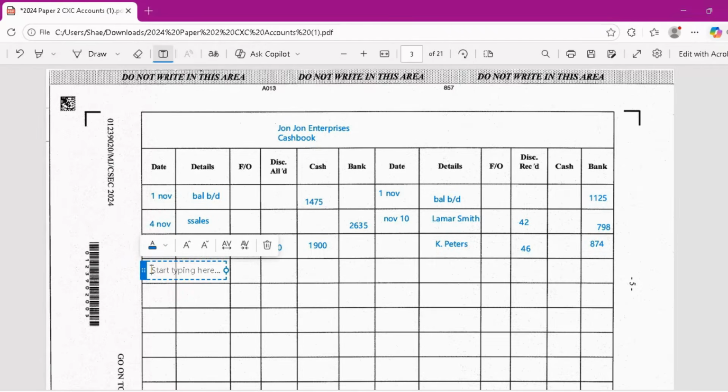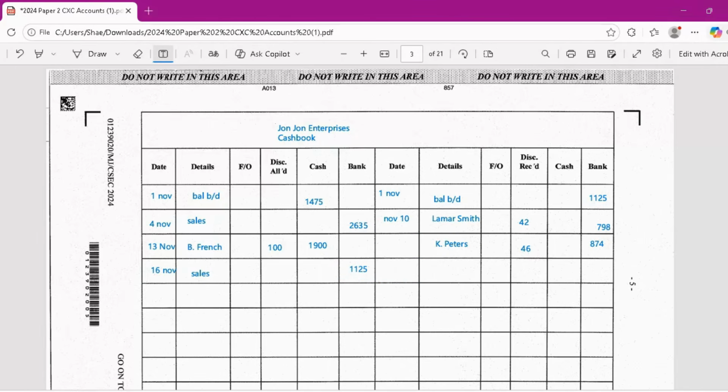So it's the 16th of November, sales, $1,125 in the bank account. So we go directly to that.